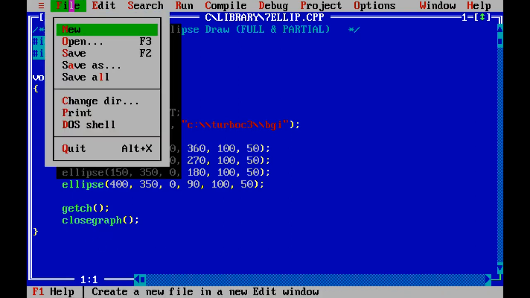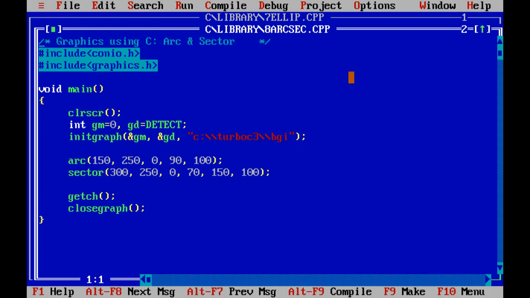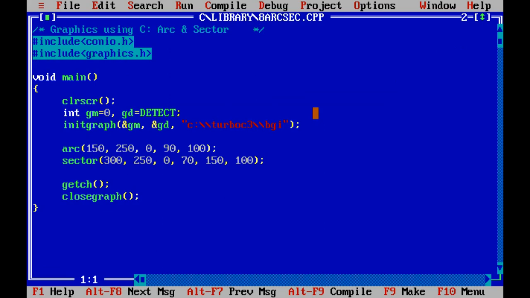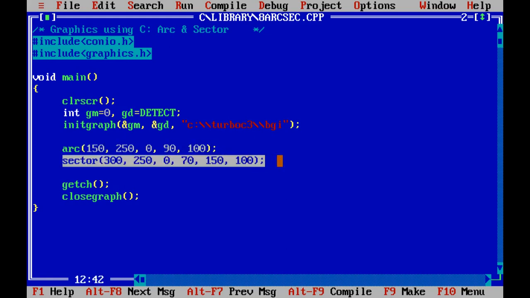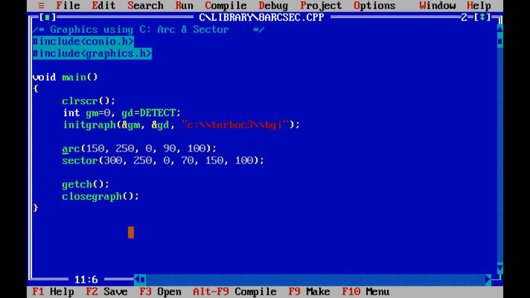Now the next program. This program demonstrates how to draw an arc and how to draw a sector. These lines draw an arc and this statement draws a sector. Before mentioning the sector's working procedure, I would like to go to the output. Okay, one is a sector and another is an arc. This function draws the arc.